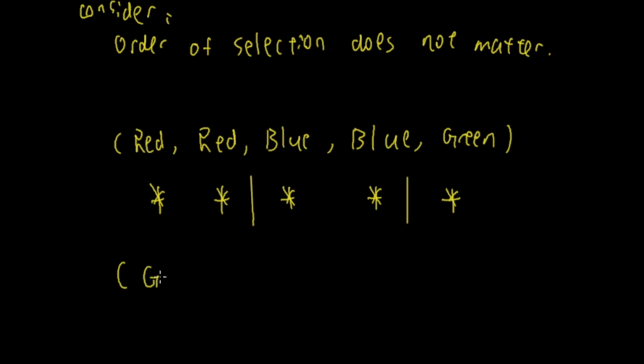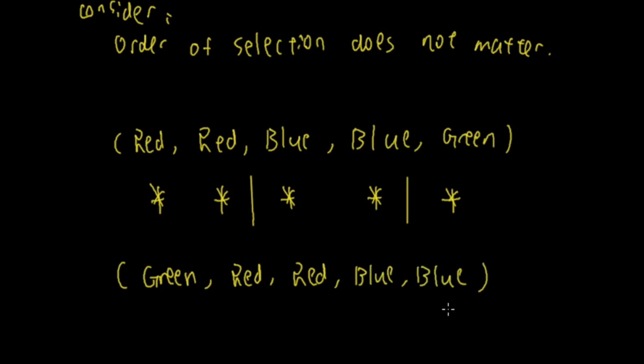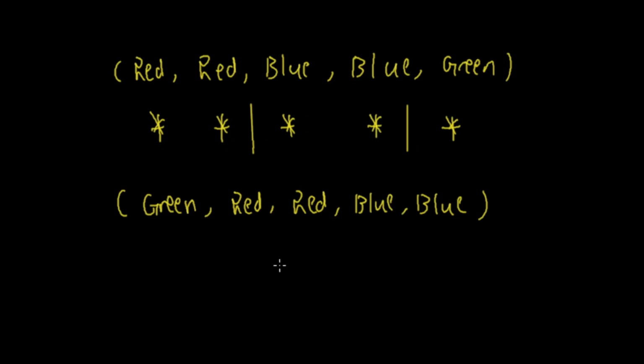I can say green first, and then red, red, blue, and then blue, right? I still have 2 red, 2 blue, and 1 green, right? Same thing, right? So the order of selection doesn't matter. I can have green first and then red. Doesn't matter. So when order of selection does not matter, this is the same as this, right?